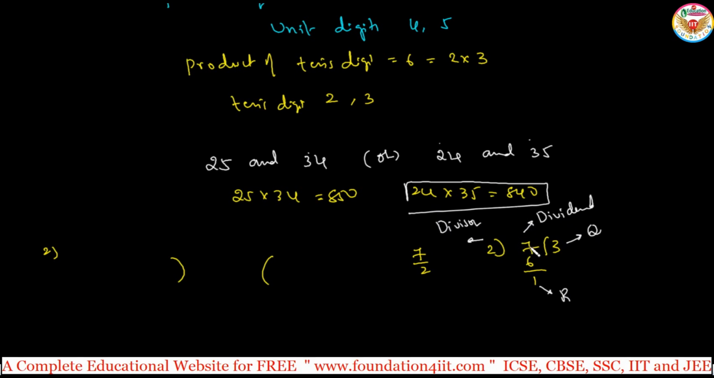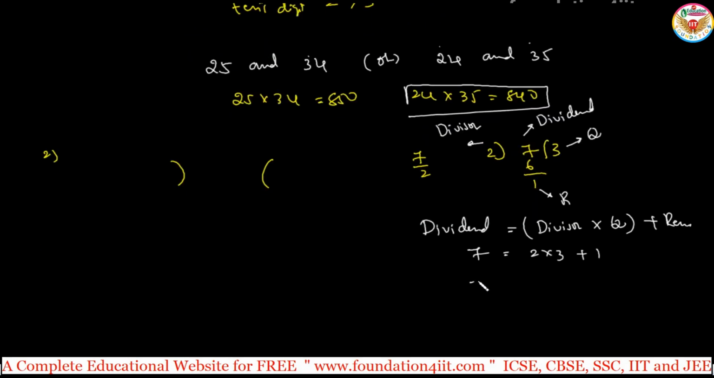As per the rule, dividend is equal to divisor into quotient plus remainder. Always, dividend is equal to divisor into quotient plus remainder. You can check this. 7 is equal to 2 into 3 plus remainder 1. So it holds. 7 is equal to 2 into 3, which is 6, plus 1. So 7 is equal to 7.